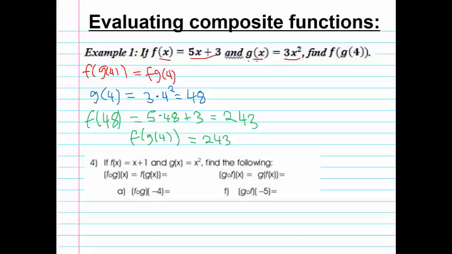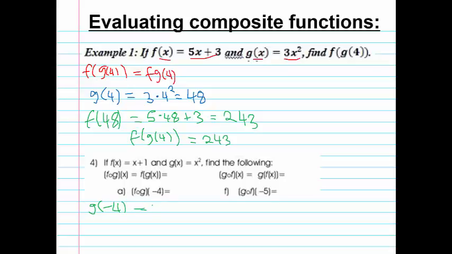Here's a similar kind of question. Obviously we're going to be using a different notation, so kind of showing you that it depends on the question. So this one says if f of x is x plus 1 and g of x is x squared, find the following: f composed with g of minus 4. So again, you'd have to do g of minus 4 and then put that inside of f.